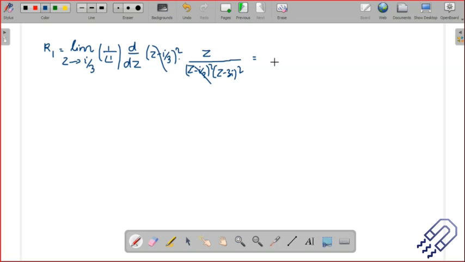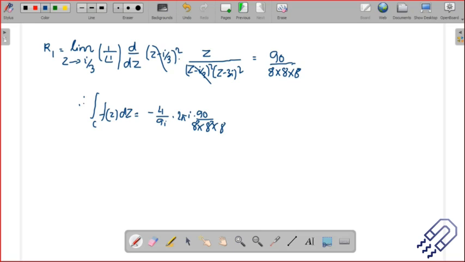Everything when done, you should actually get 90 divided by 8 into 8 into 8. Just put values here, i by 3, simplify it, and then you should be getting some answer. This is a square term, so let's put the values. So once you get this, you should get your f(z). I'm just giving you the intermediate steps. I've not solved it in detail. I expect that all of you are actually going to solve it in detail, that's very important. So this is minus of 4 divided by 9i into 2 pi i into 90 divided by 8 into 8 into 8. So if you're getting these intermediate steps correct, you should get the answer, right?